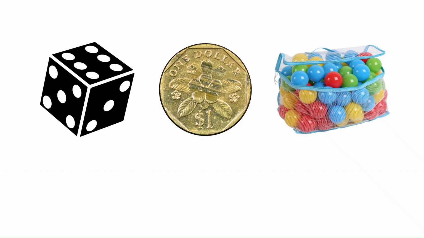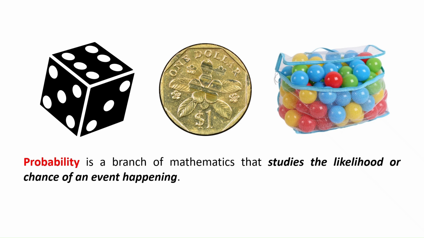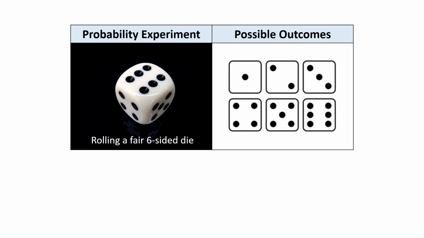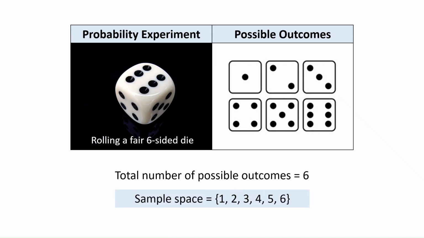In this video, we will learn about probability, which is a branch of mathematics that studies the likelihood or chance of an event happening. Let's start by considering the probability experiment of rolling a fair or unbiased six-sided dice. In such an experiment, the outcome cannot be predicted with certainty, as there are 6 equally possible outcomes. The collection of all these possible outcomes is called the sample space.